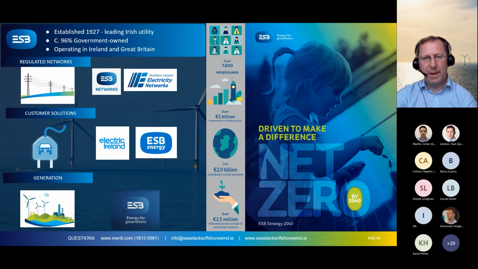From a generation perspective, that means a five-fold increase in renewable electricity, increasing our renewable generation portfolio from about 1 gigawatt today to 5 gigawatts, and reducing the carbon intensity of our generation by 2/3 by 2030.